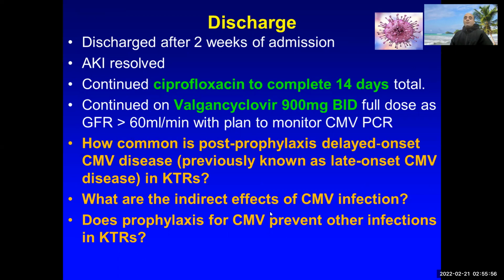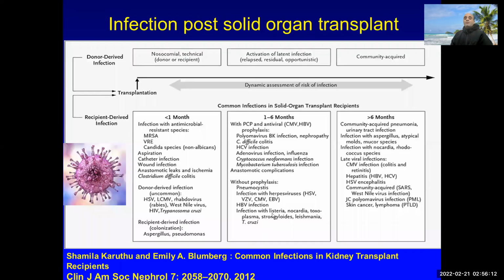How common is post-prophylaxis delayed onset CMV, previously known as late onset CMV disease, in kidney transplant recipients? What are the indirect effects of CMV infection? Does prophylaxis for CMV prevent other infections in kidney transplant recipients? Well, this will be discussed in the next slides.